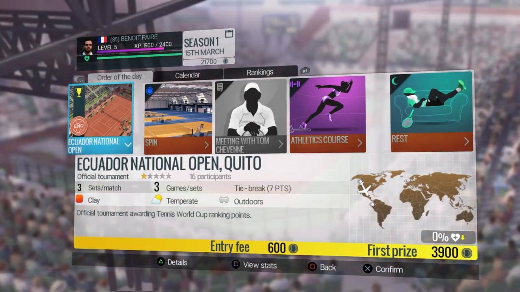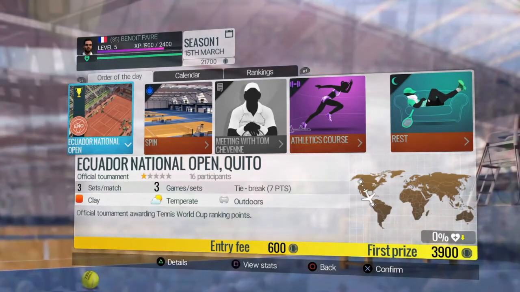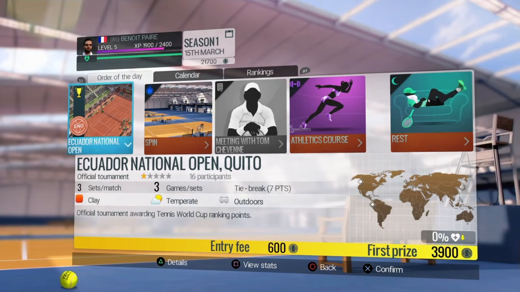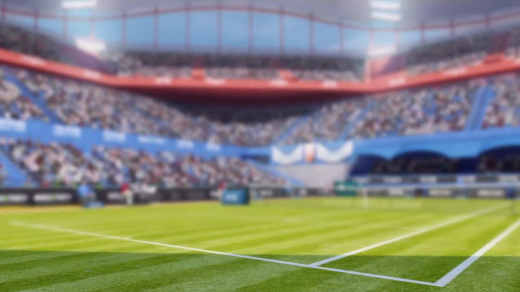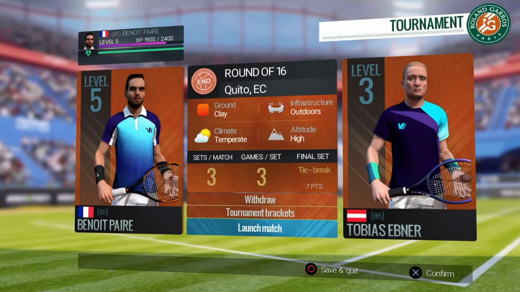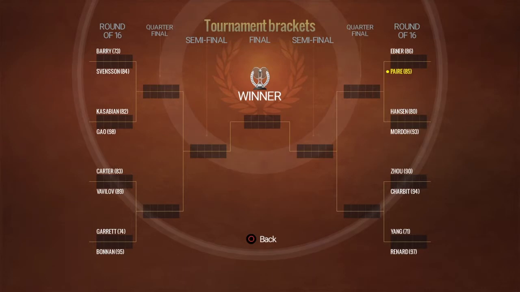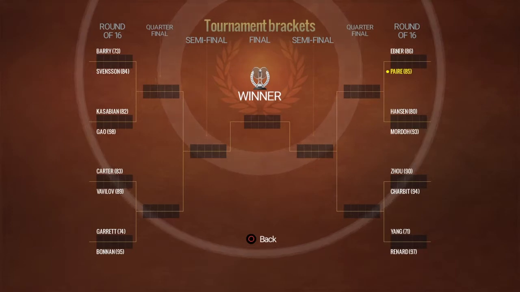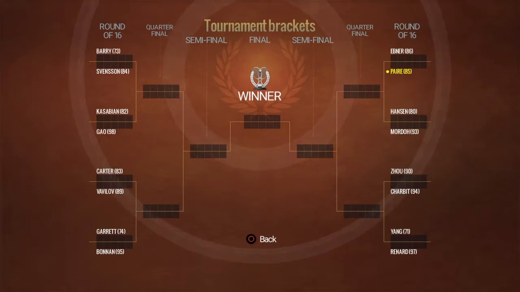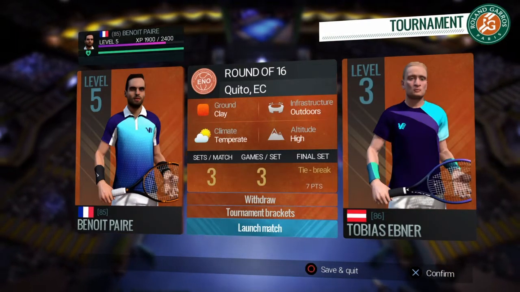We are in career mode of Benoit Paire. He's before the tournament in Ecuador, and we can start it. We can look at tournament brackets and we see Paire is playing against Ebner in a round of 16. We can start it.